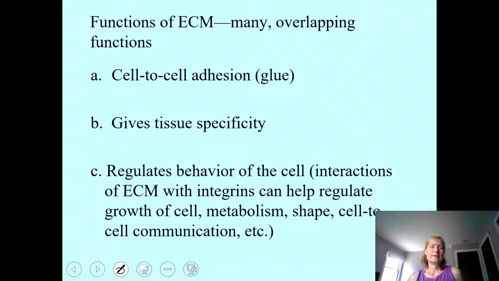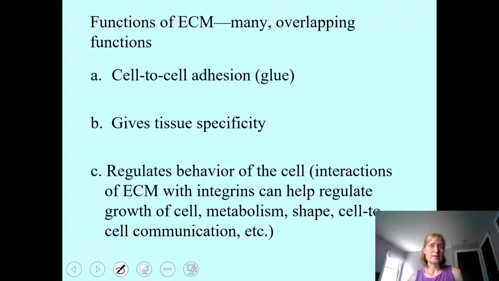So the first thing that the ECM can do is provide cell-to-cell adhesion. So cells stick together, and cells sticking together are called, they're anchored, right? We use that language. And cells need to be anchored to their appropriate tissue for them to thrive and grow. Typically, cells that are not anchored, that become dislodged from their tissue, will eventually commit suicide. There's a name for that. It's called cell apoptosis, or cell suicide.